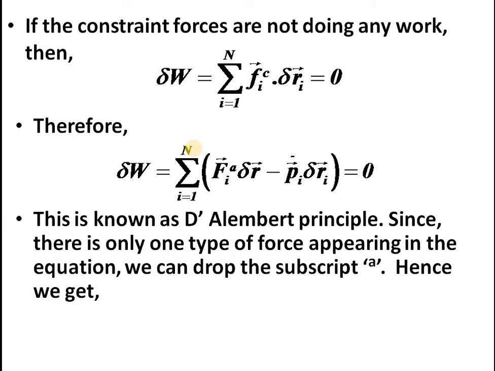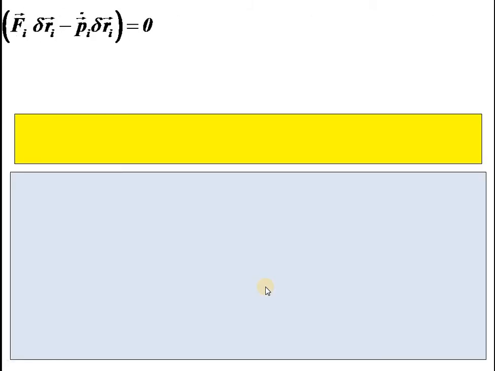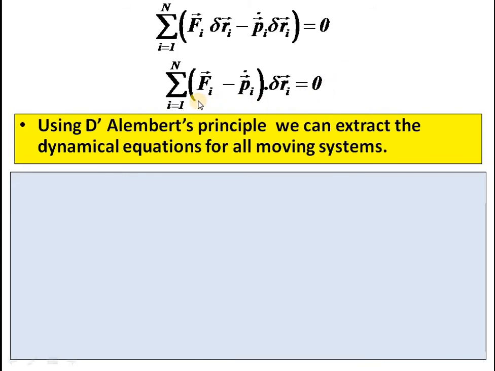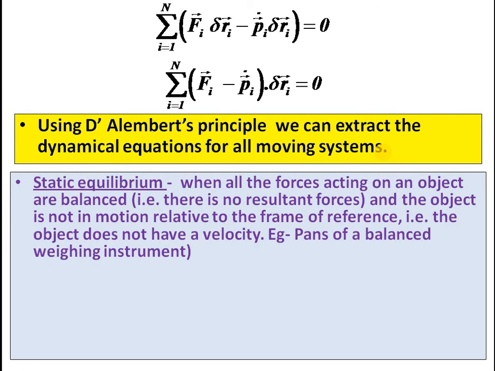And this is what is called D'Alembert's principle. You can take the delta r, the virtual displacement, outside, and you can write it in a new form. So this is the final form of D'Alembert's principle. And using D'Alembert's principle, we can extract the dynamical equation for any moving system. We will see some demo problems and we will see how D'Alembert's principle is employed to solve such systems.